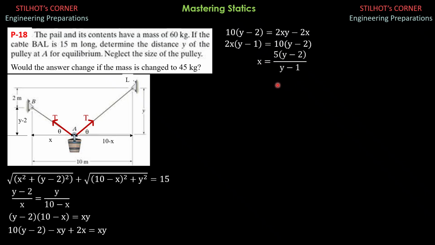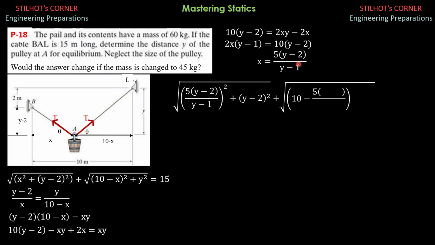We substitute this into this working equation here so that we can solve for y using your high-tech calculator. So square root of quantity 5 quantity y minus 2 over y minus 1 square plus quantity y minus 2 square, plus square root of quantity 10 minus 5 y minus 2 over y minus 1 quantity square plus y square equals 15. So using your high-tech calculator, you just set y greater than 2 so that this is positive. So let us say 3. So y is 6.590 meters.